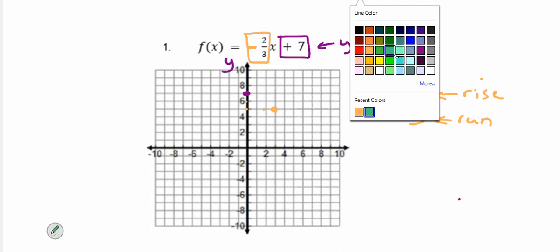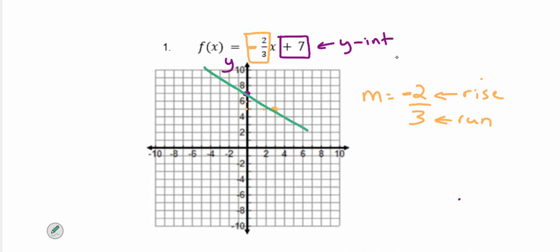You could use a ruler if you wanted to, but make sure your line goes through both dots and that you put those arrows on the end. All right, let's look at number 2.